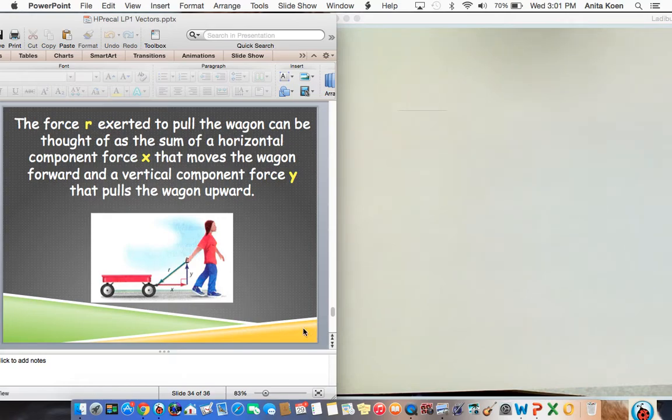Okay, the force R that's exerted to pull this wagon can be thought of as the sum of a horizontal component, which is a force component, that's vector X, that moves the wagon forward, and a vertical component, force Y, that pulls the wagon upward. So you're pulling it forward and upward, and that gives us vector R, the components of vector R.